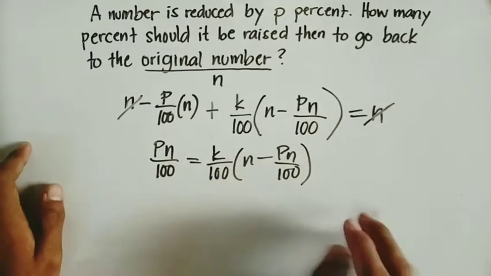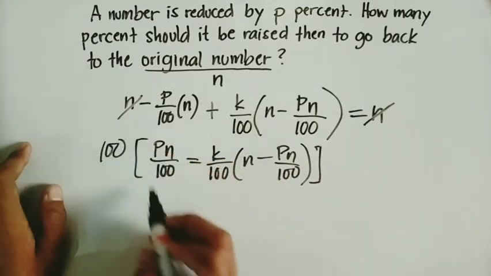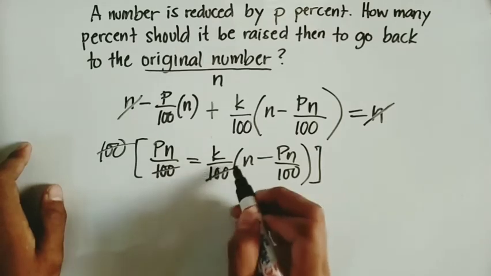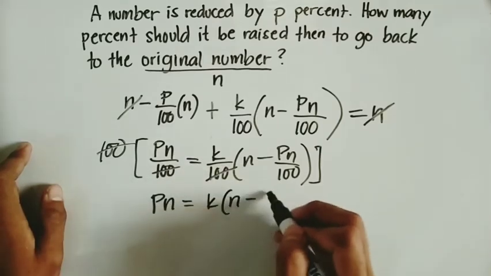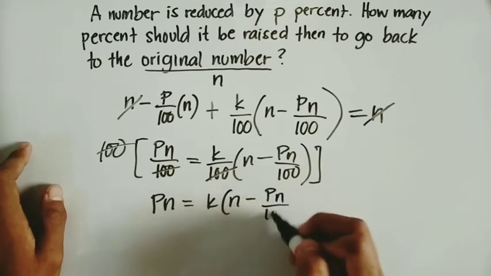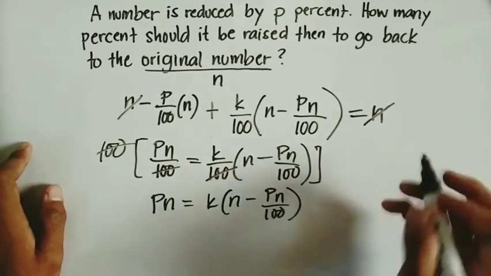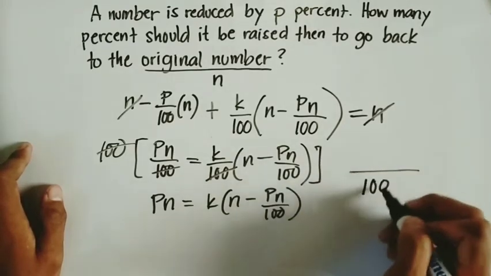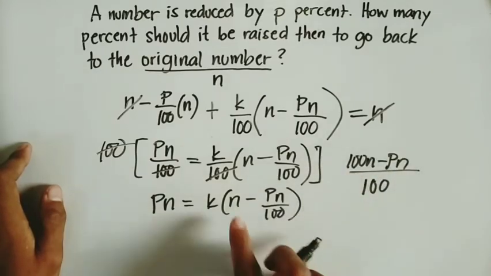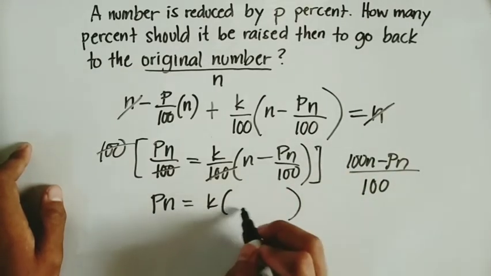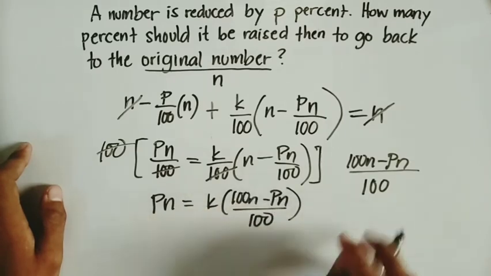K yung hinahanap natin. So, pwede natin siya i-multiply both sides by 100, kasi ito maka-cancel and ito rin. So, p times n is equal to k times n minus p times n over 100. And ito, pwede muna natin i-simplify, and that is equal to 100 times 100n minus p times n. So, papalitan na natin siya: 100n minus p times n.